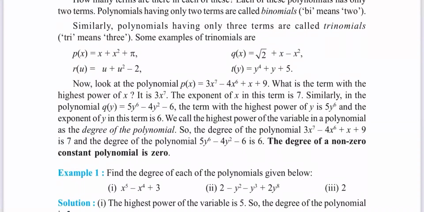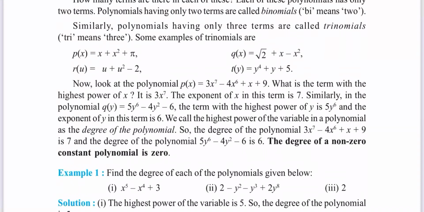Tri means three. Some examples of trinomials are p of x equal to x plus x square plus pi, q of x equal to root 2 plus x minus x square, r of u equal to u plus u square minus 2, t of y equal to y raised to 4 plus y plus 5. Now look at the polynomial p of x equal to 3x raised to 7 minus 4x raised to 6 plus 6x plus 9. What is the term with the highest power of x? It is 3x raised to 7. The exponent of x in this term is 7.